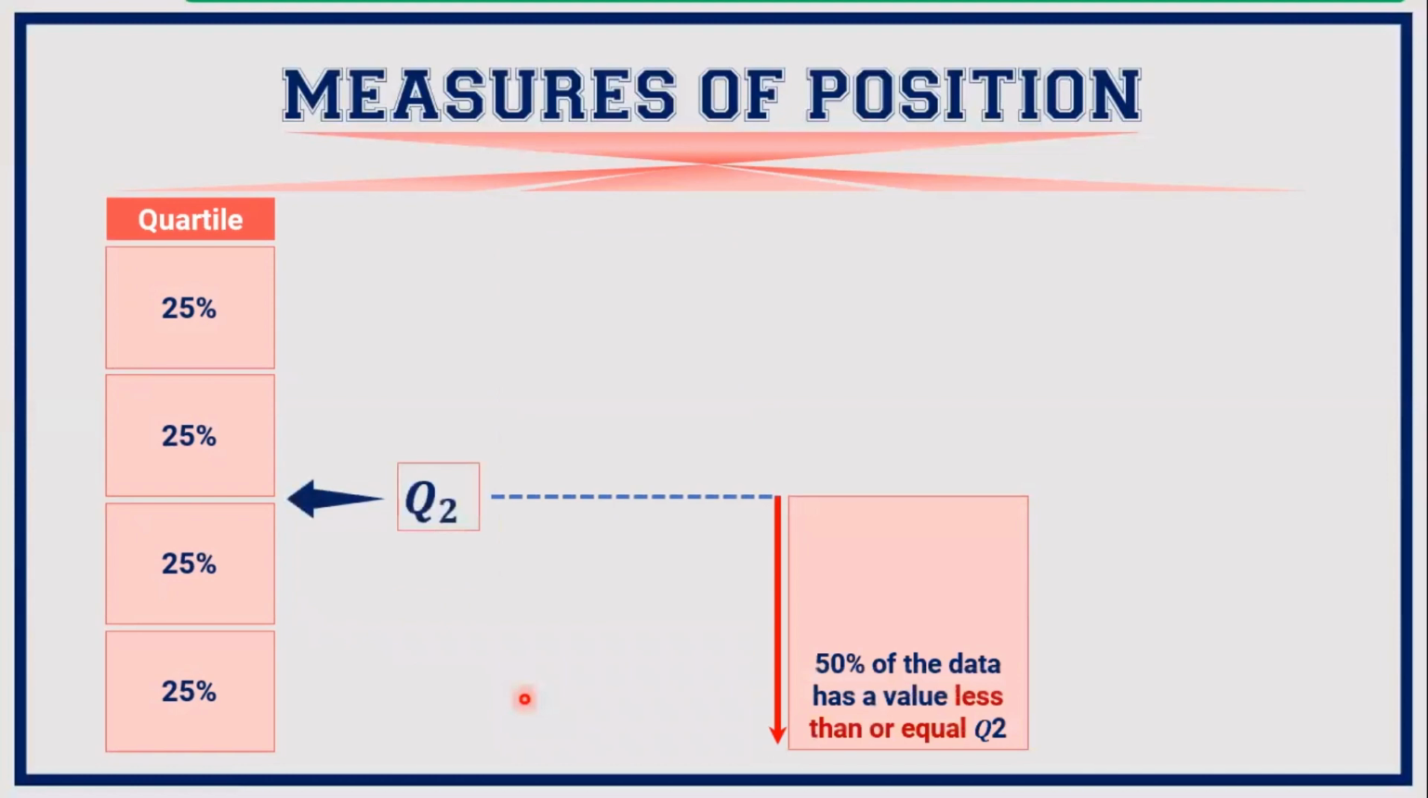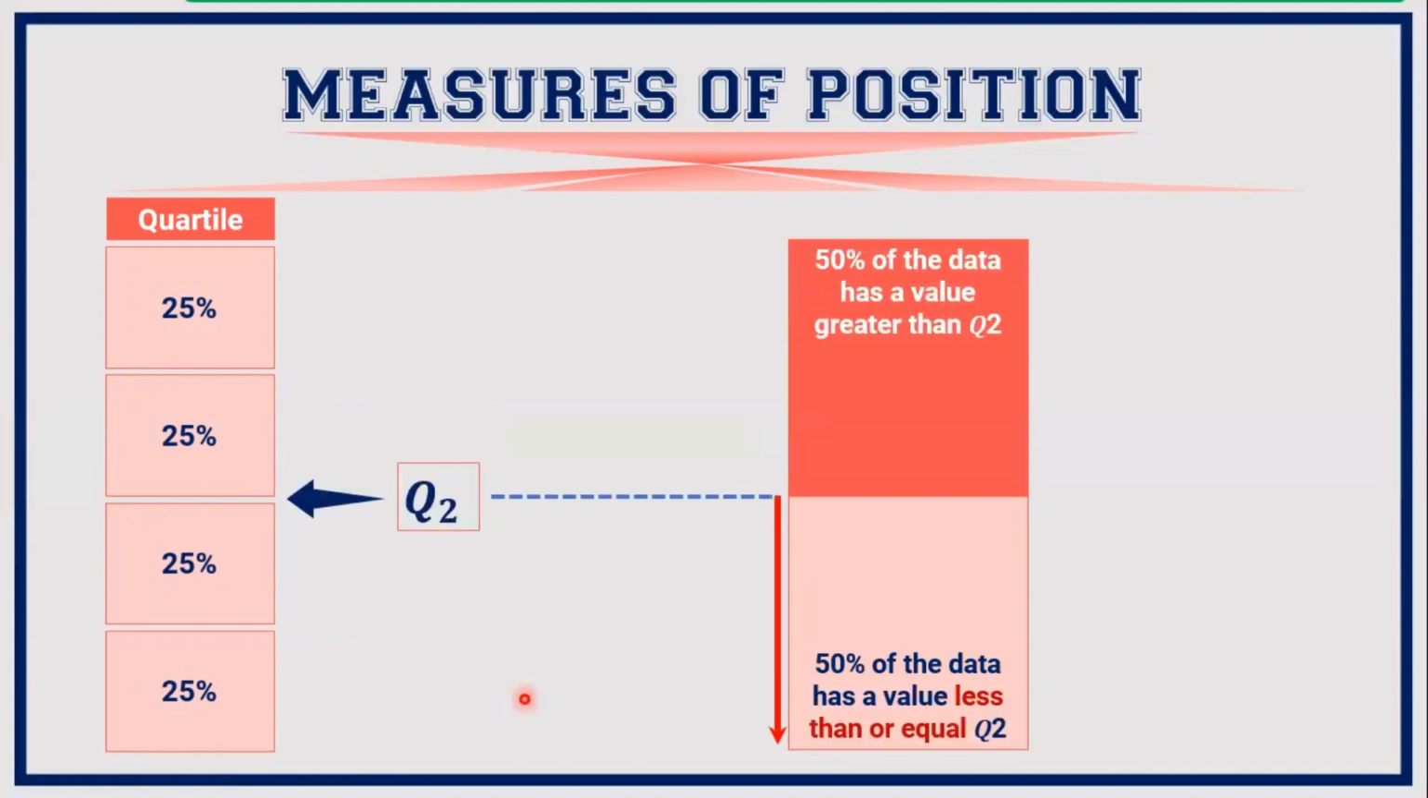For quartile 2, this means that 50% of the data has a value less than or equal to the quartile 2, and the other half, or the other 50% of the data, has a value greater than the quartile 2.